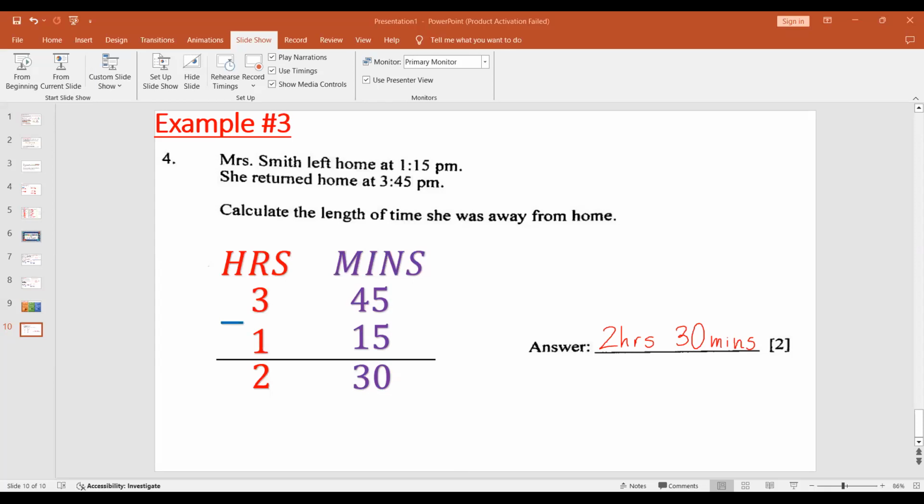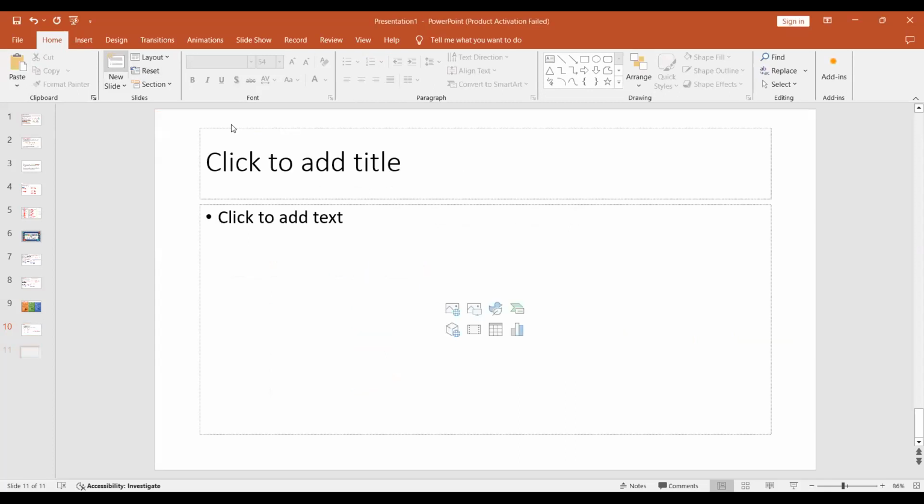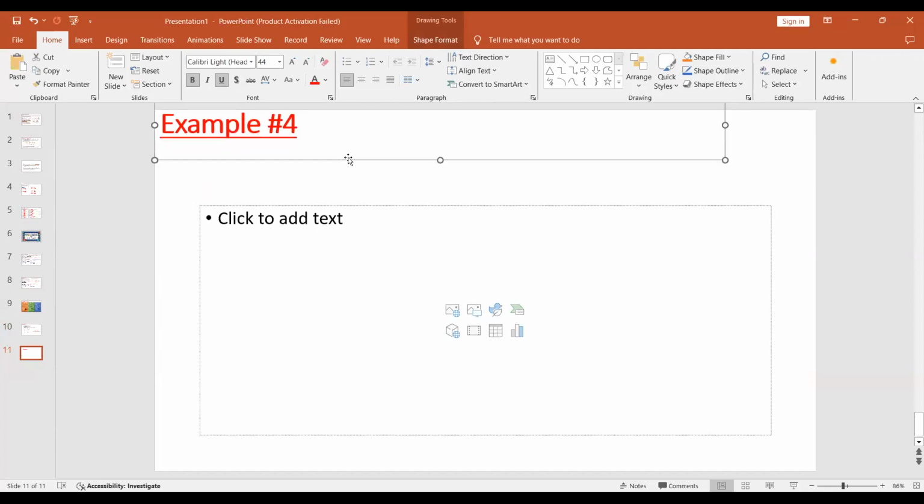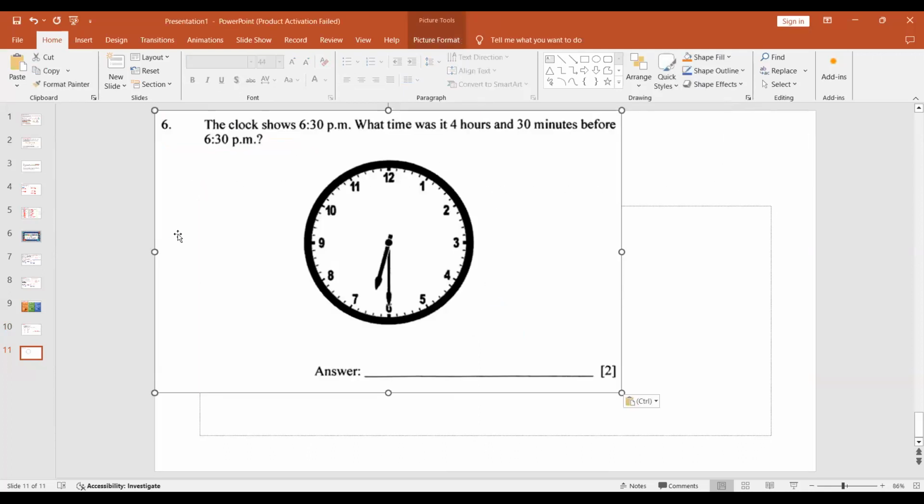Okay, good. So this question is interesting. This is going to be our last question, our last example. So we're going to do example number 4. Excuse me, can you go back to that last slide recap, please? Yes, I can. Let's do our last example, example number 4. And for example number 4, we have this question.